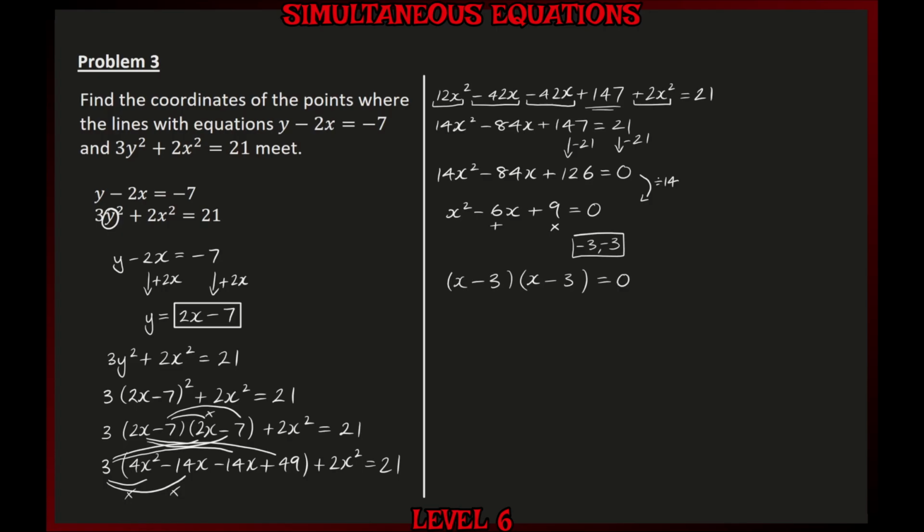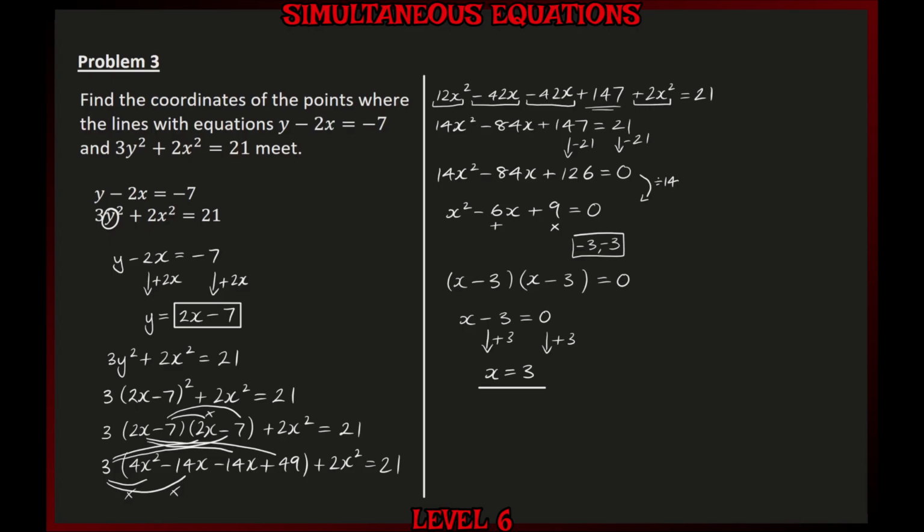Now we have two brackets multiplying together to make 0, which means that one of those brackets has to be equal to 0. And because both brackets are the same, we're just going to get one solution here. x minus 3 is equal to 0. And if we solve this by adding 3 to the left and adding 3 to the right, we get x is equal to 3. So this is the first part of our solution.